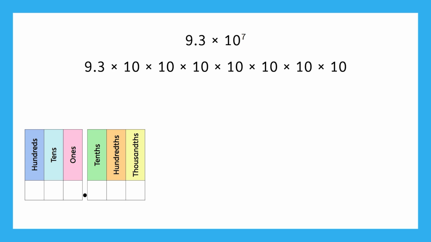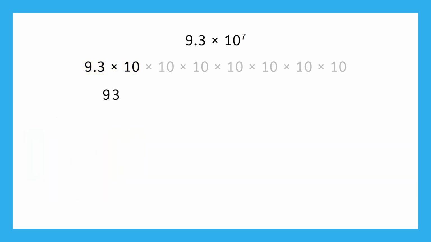Let's start with just 9.3 times 10. How does multiplying by 10 affect the place values of the 9 and the 3? Yeah, each digit shifts to the next greatest place value. We can represent that by moving the decimal 1 point to the right. So 9.3 times 10 is 93.